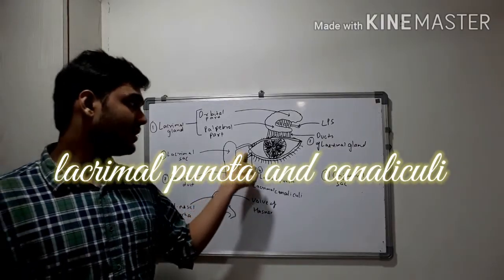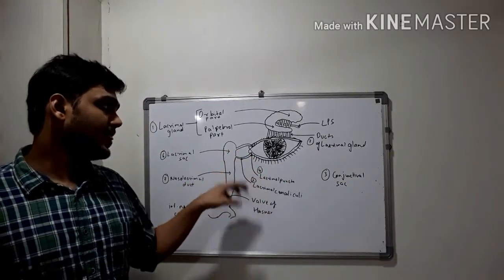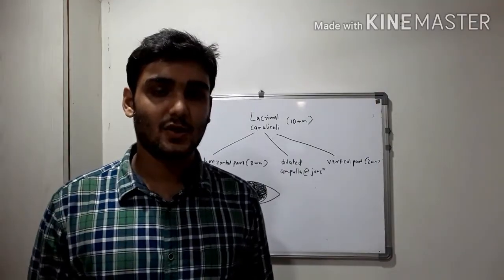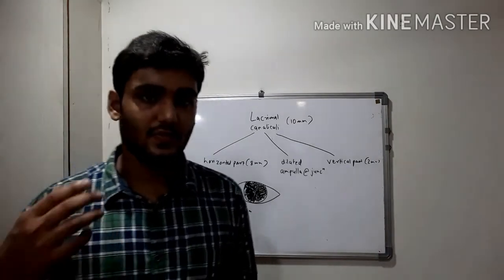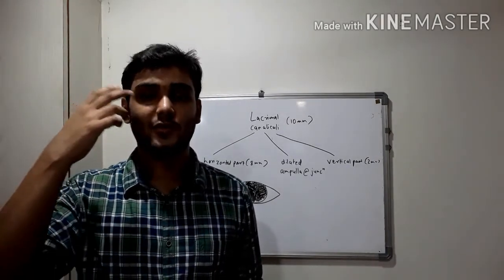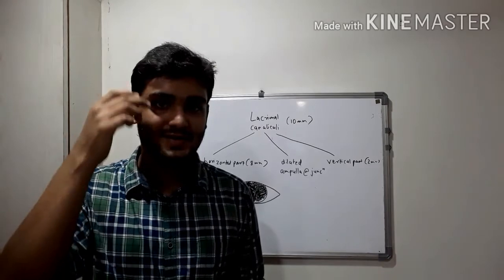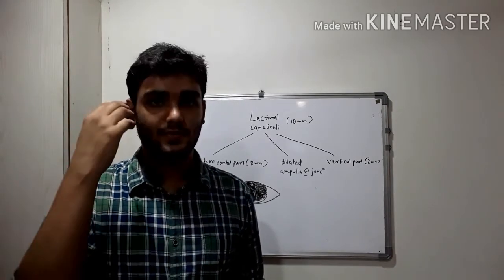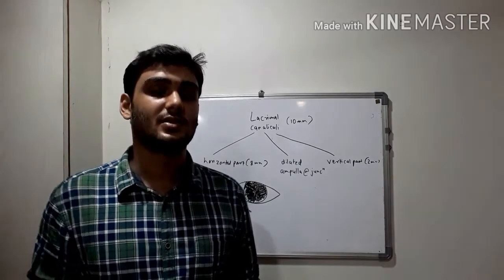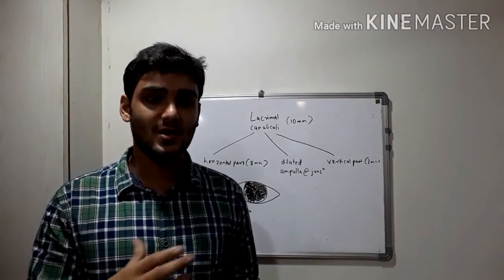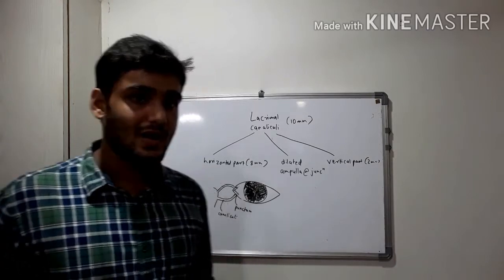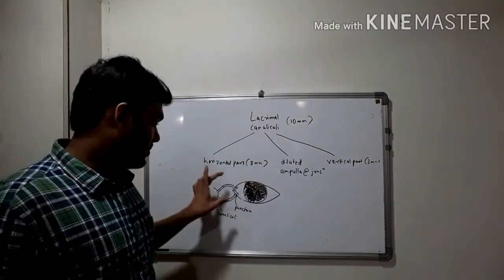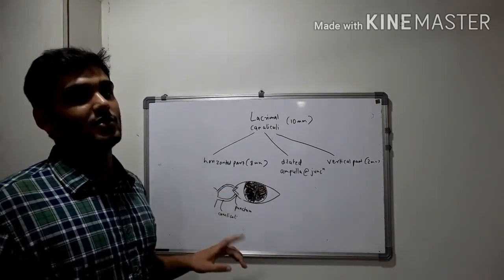Then we have the lacrimal puncta and lacrimal canaliculi. As we saw, the tear fluid firstly comes to the conjunctival sac and is distributed on the surface of the eyeball and the deep part of the eyelids. But now the remaining fluid needs to be drained, right? So we have the lacrimal puncta, and from the lacrimal puncta, the fluid is driven to the lacrimal canaliculi, and from the canaliculi to the lacrimal sac further.